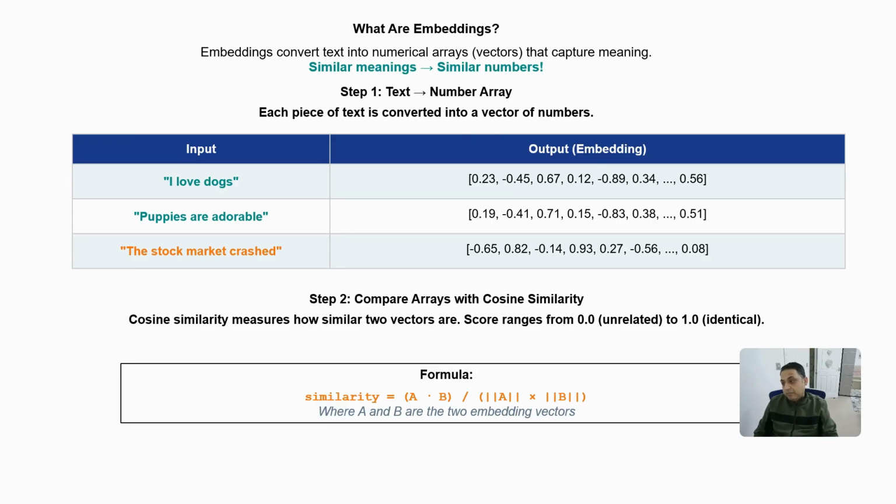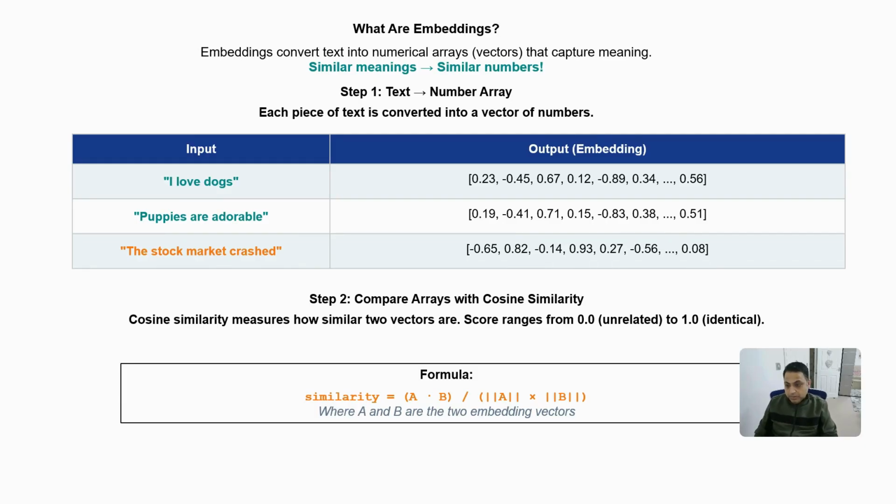In a similar way, let's say I take another sentence, "puppies are adorable". It also creates a numerical embedding. And the third sentence I take is "stock market crash". When you give it to the embedding, it also creates a numerical array. Now, when you take these numerical arrays, you can plot them on a graph, and you can find the cosine similarity. This is one of the similarity searches you can do, to see how two sentences are correlated or similar in terms of meaning.